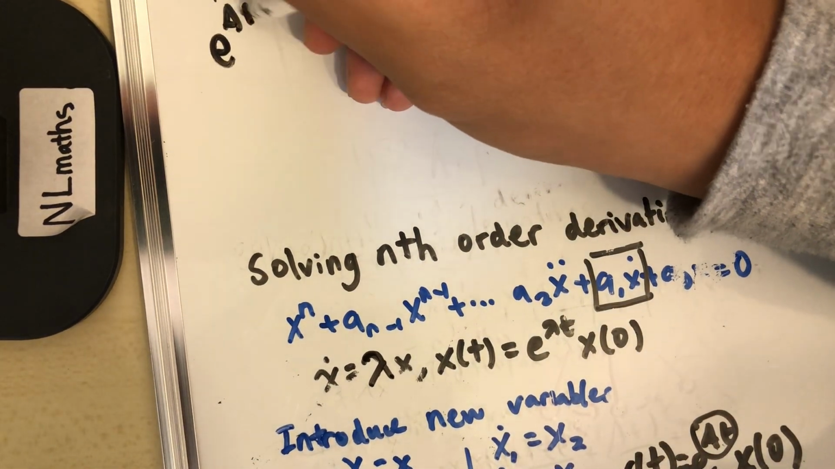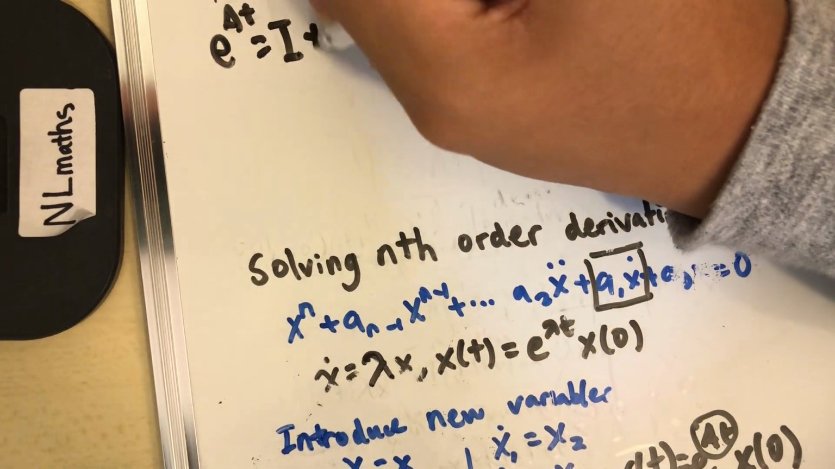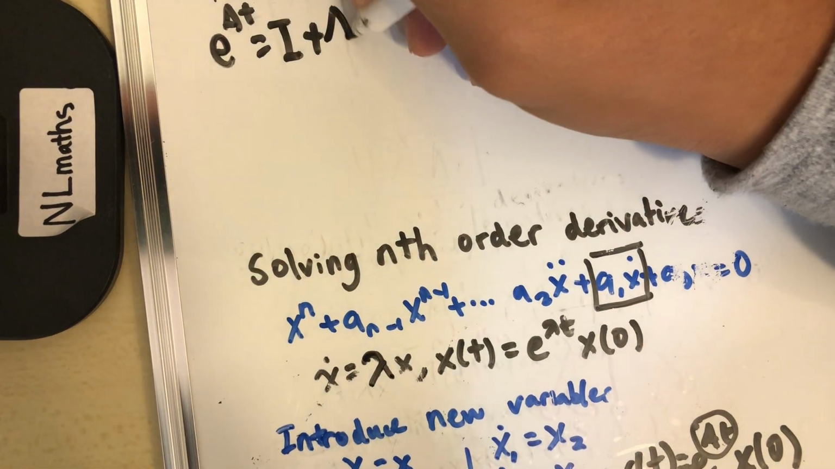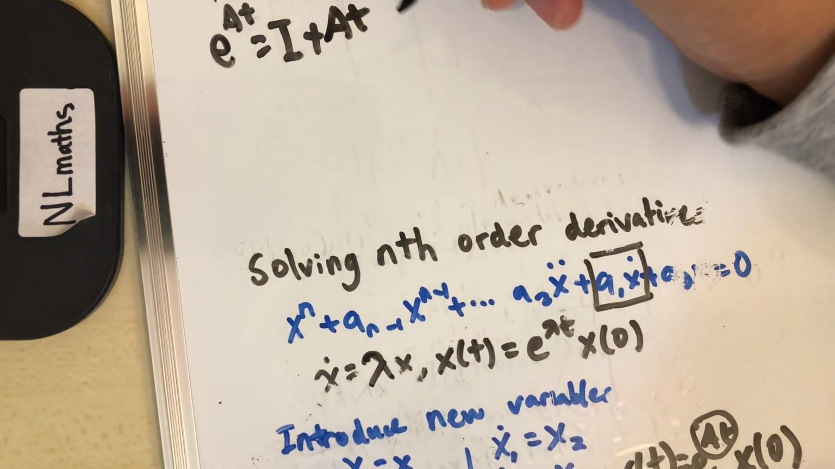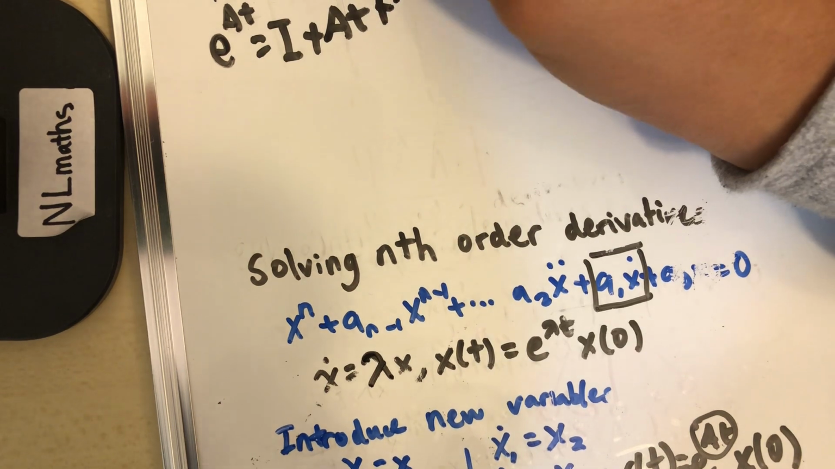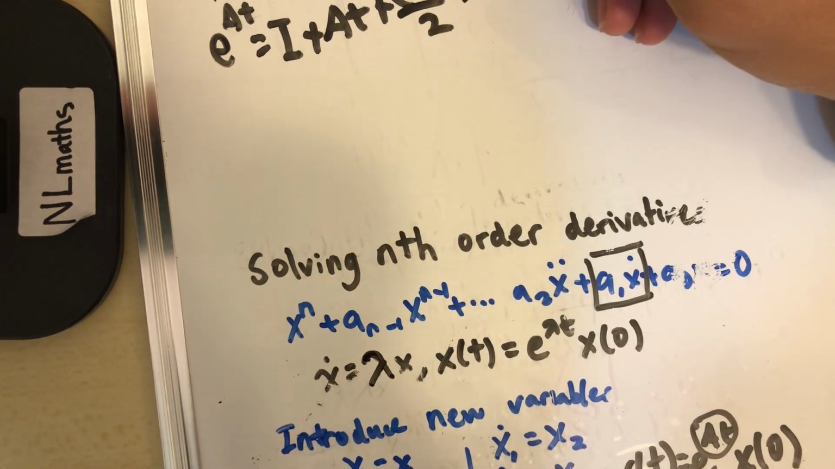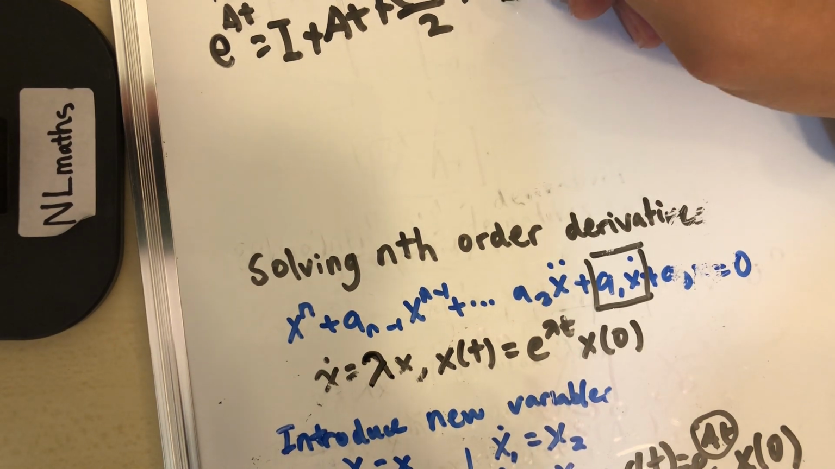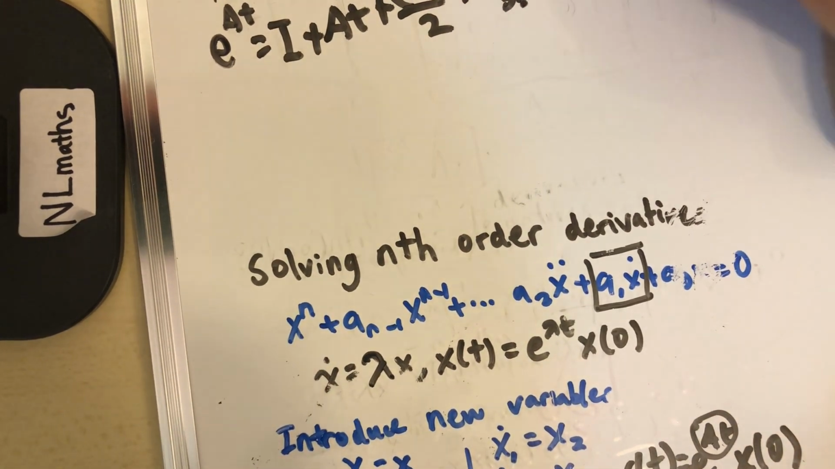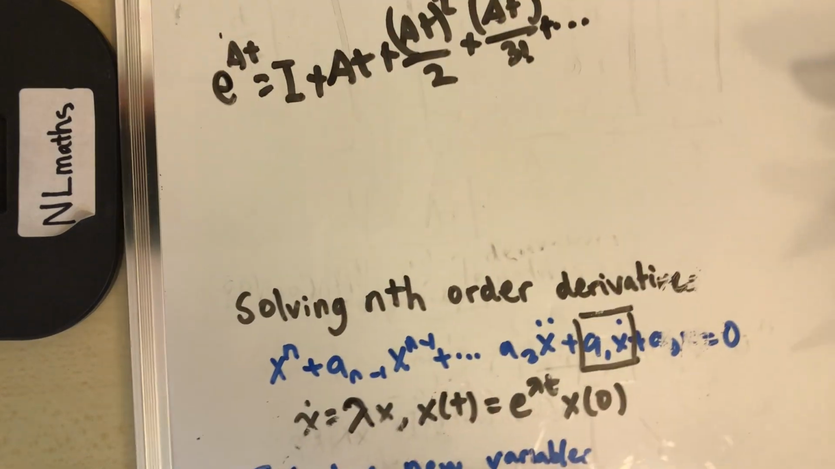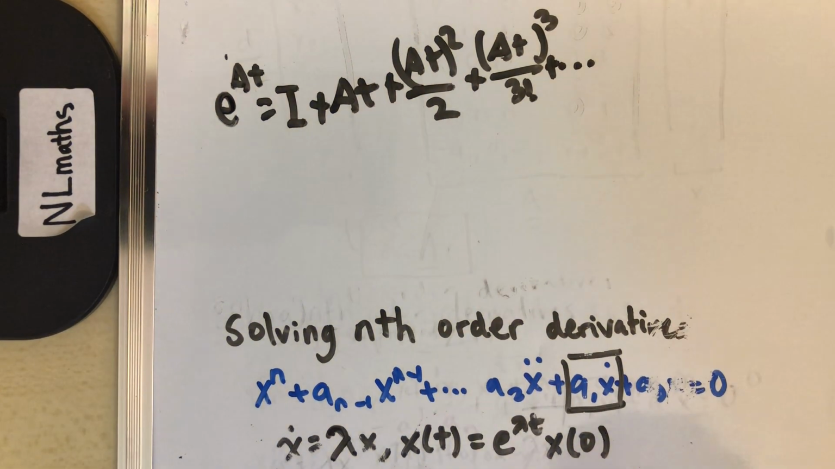e to the At is going to equal the identity matrix plus At squared over 2 plus At cubed over 3 factorial plus ... Now, we all know that the derivative of e to the At is A times e to the At, but let's just see if this is true.